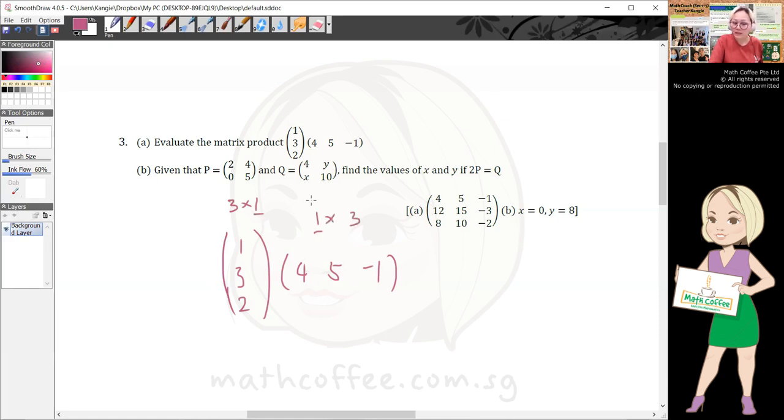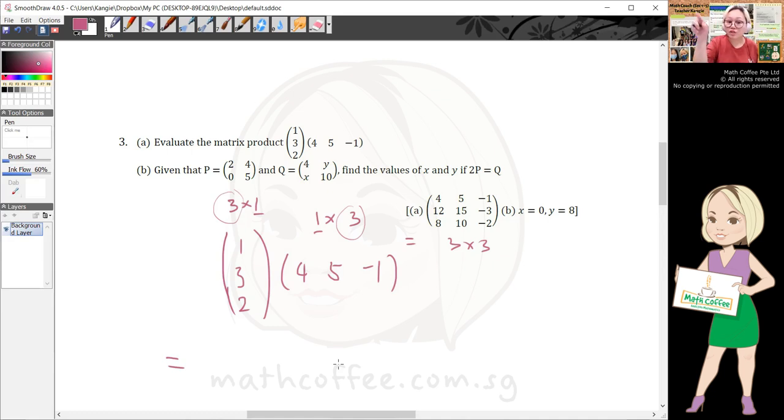So these two numbers are the same. That means it's a valid multiplication. Then you see this is a 3 by 3, so you know the end result will be a 3 by 3 matrix. You understand? So you expect to see 3 rows and 3 columns of numbers. Okay. So how do you multiply?